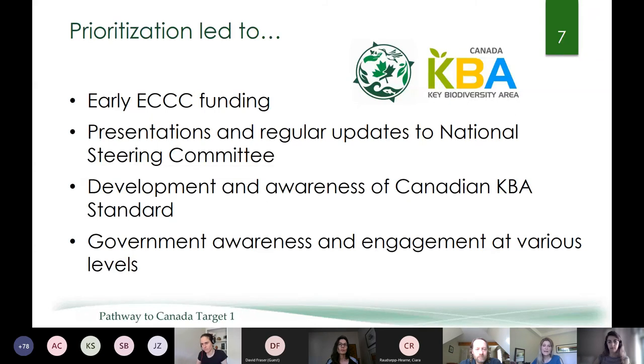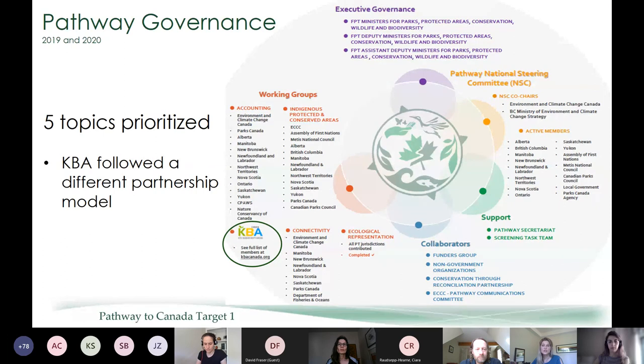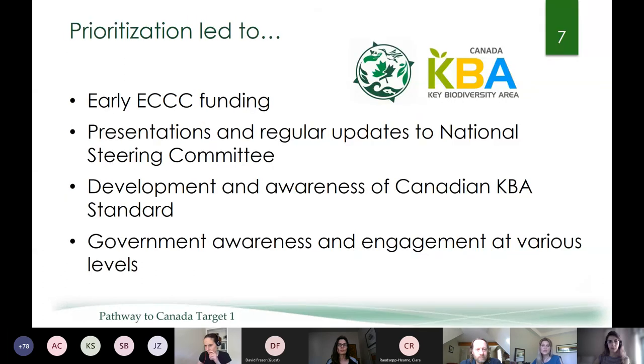For example, efforts on KBA and other quality elements were brought to federal, provincial, territorial deputy ministers responsible for conservation, wildlife, and biodiversity on multiple occasions over the years. And this was to keep them apprised on plans, progress, and ultimately to keep them aware of the work. And at meetings such as those, we very often heard emphasis on the importance of advancing work focused on improving the quality of conservation efforts. Next slide, please.